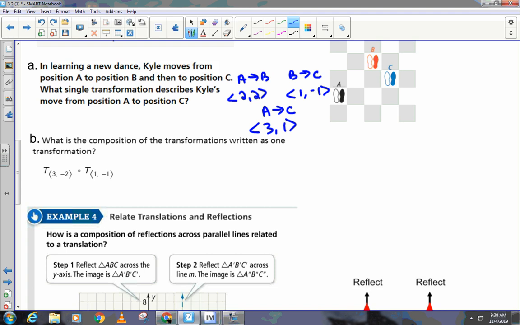What is the composition of the transformations written as one transformation? What would this be? You have a translation of 3, -2 and of 1, -1. 2, -3? What about 4, -3? 4, -3. Okay. Now, when you're writing this, it's important to use the right notation. Don't use parentheses because that's not what it is. It's little sideways V's. It's a vector notation.